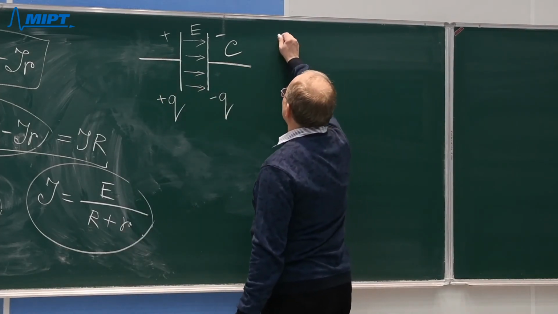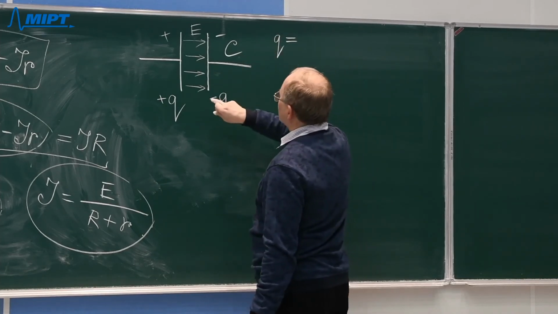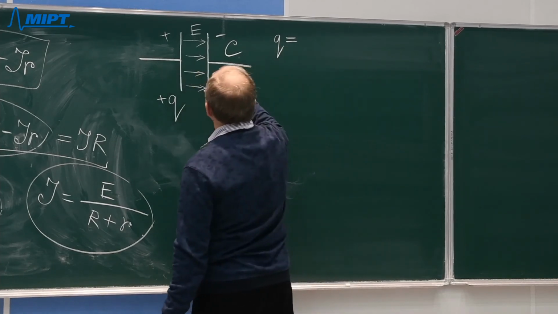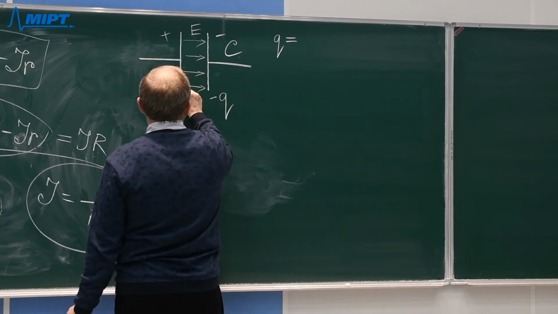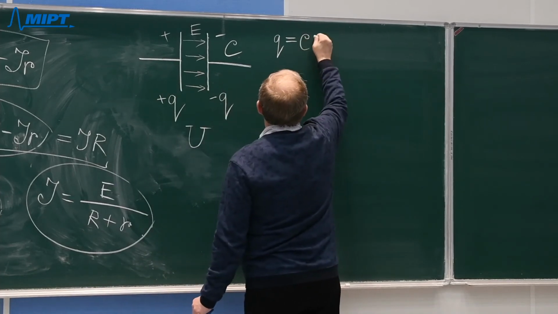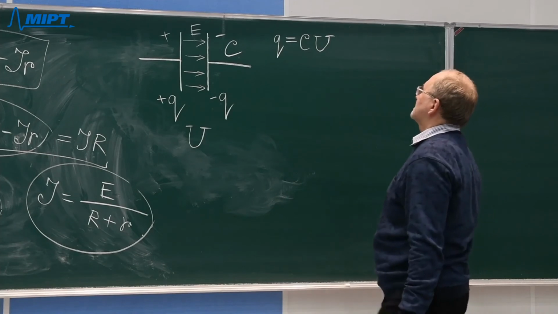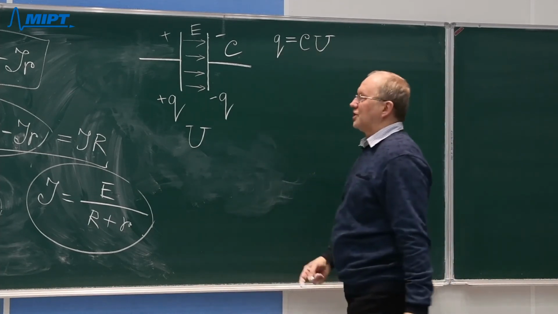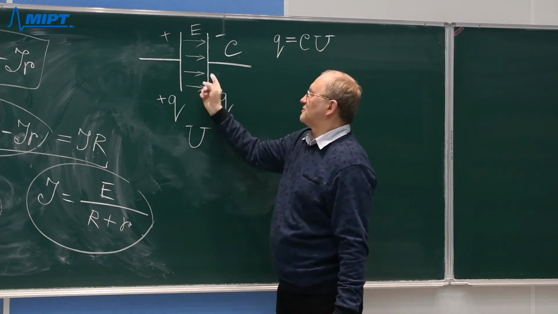So, by definition of capacitance, we know that the charge of the capacitor is proportional to the potential difference U on the capacitor, the potential difference between the plates, and the coefficient of proportionality is called the capacitance of the capacitor. The charge is proportional to U, and U is proportional to charge. The larger the charge of the capacitor, the larger will be the potential difference between the plates.